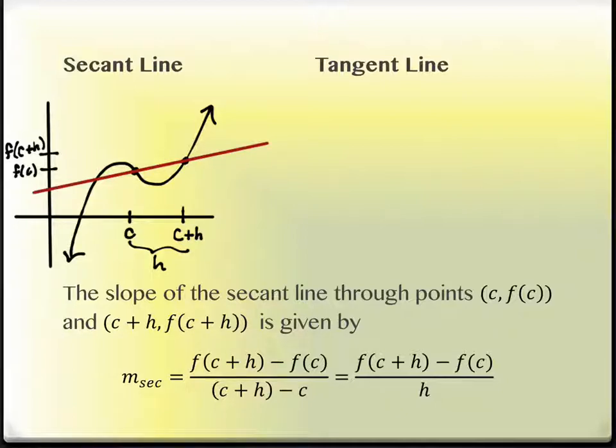And when we mentioned secant lines before, we talked about the fact that secant lines are lines that sort of cut through two points on our curve. So I picked a point C, I picked a point a little distance away from C, I plotted their points, and I connected them with a line. That's a secant line.